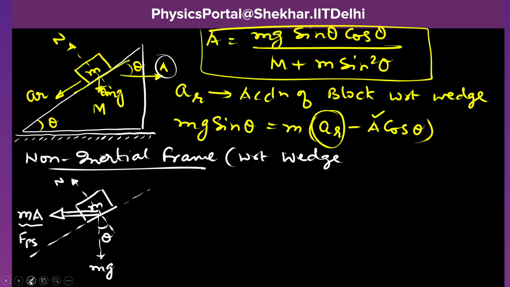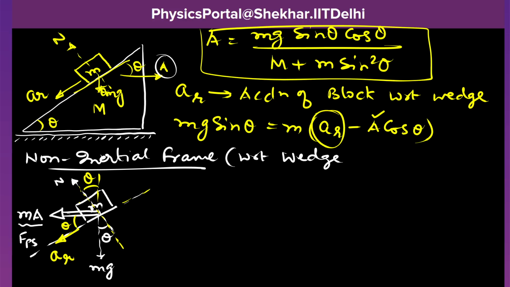This angle is theta, and this is the acceleration of the block with respect to the wedge. This angle will also be theta. You can see this angle will also be theta. So along the inclined surface, now there is no motion in the perpendicular direction. The block must be in contact with the wedge, that is the wedge constraint. So there should not be any motion in the direction perpendicular to the contact surface.